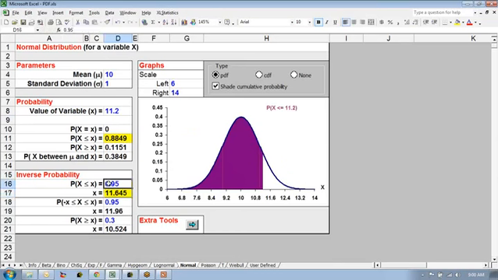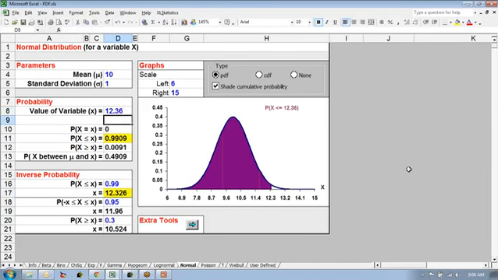95 is 11.6, and how about 99? There it is, 12.36. Okay, and it says that if we wanted to give a 99% guarantee, we could say this is going to be at your house within 13 days. Within 13 days. Okay. Hopefully it was helpful.